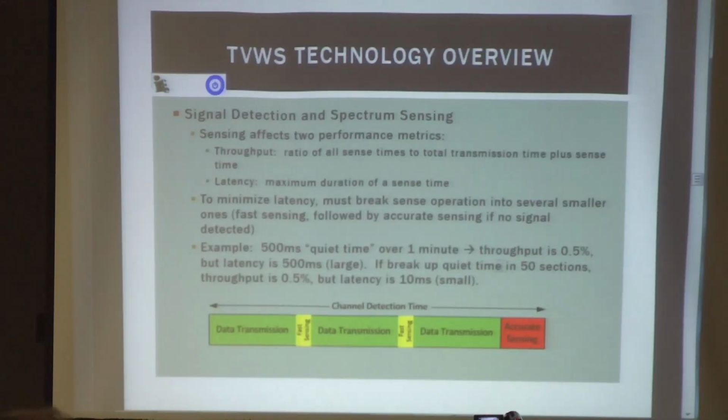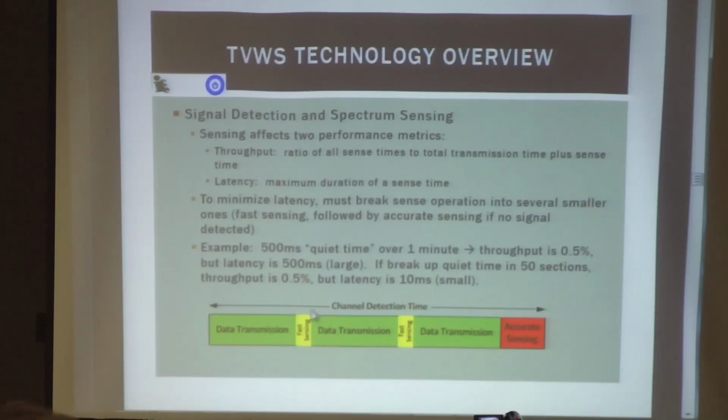So if you break up the quiet time into 50 sections, so instead of one large section of 500 milliseconds, your throughput degradation is still 0.5%, but your latency now is much smaller. Instead of being 500 milliseconds, it's now 10 milliseconds. And this technique is actually used quite often in implementations in TVWs.